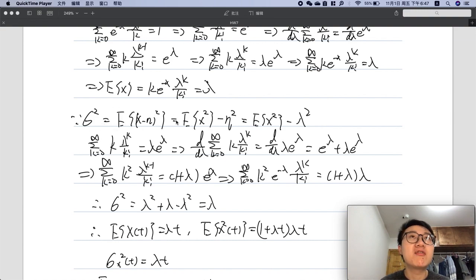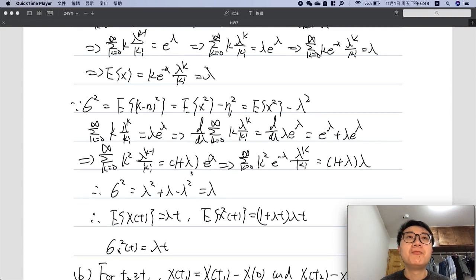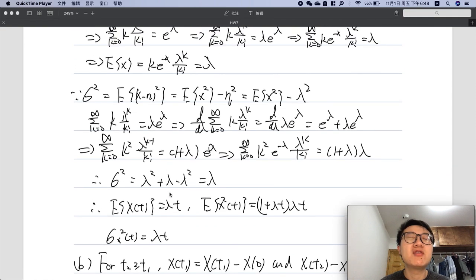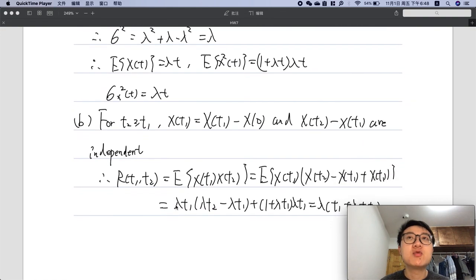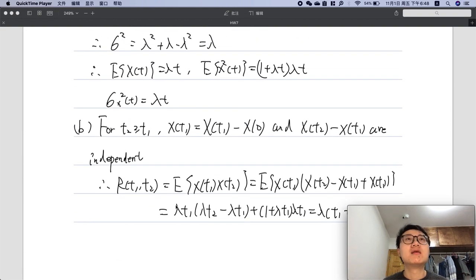So the variance of the process is the expected value of X squared minus lambda squared. After the calculation, it is very easy to get that the variance of this process is also equal to lambda, and the expected value of X(t) is equal to lambda times t. So the expected value of X(t) is equal to lambda t. That's the first one. The second one is actually easier.